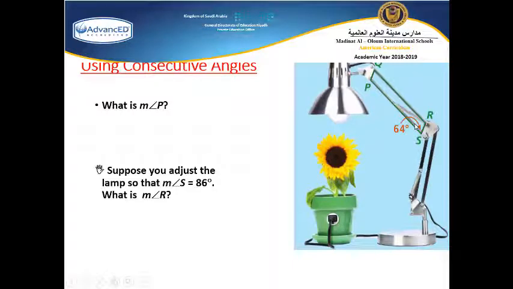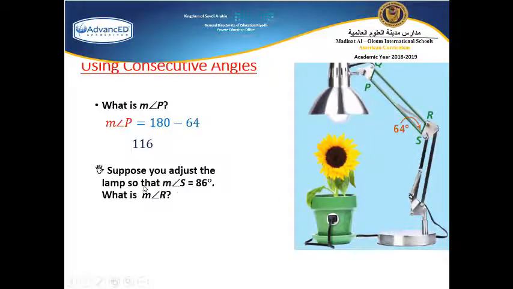Here, let's solve this question. Find the measure of angle P. How to find the measure of angle P in this parallelogram? Since angle S is 64 degrees, and angle P and angle S are consecutive angles, we can find the measure of angle P by subtracting angle S from 180. Then the measure of angle P equals 180 minus 64, which equals 116.